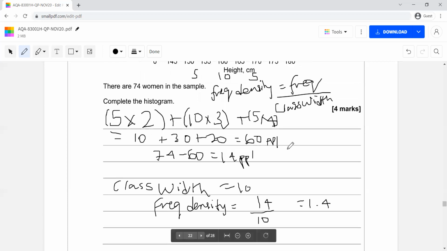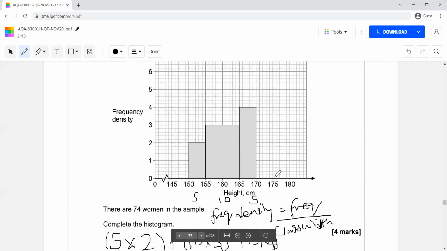And now we can actually draw this. So 170 to 180. This is where we draw it. And that's it. If you want to shade it in, you can shade it in.